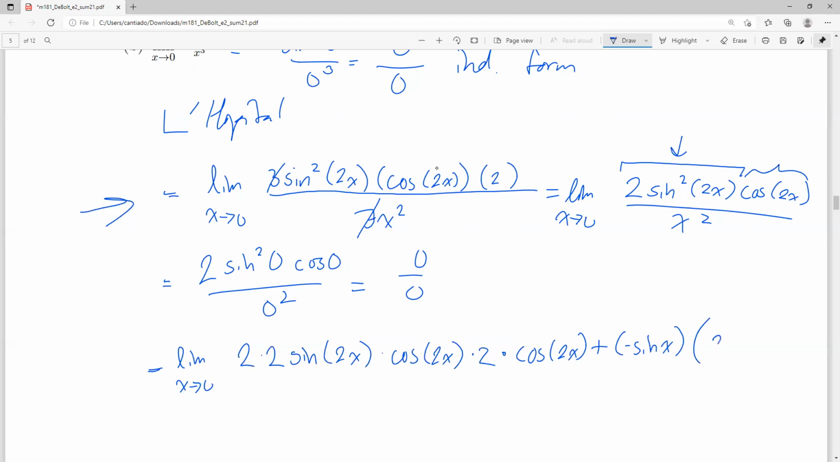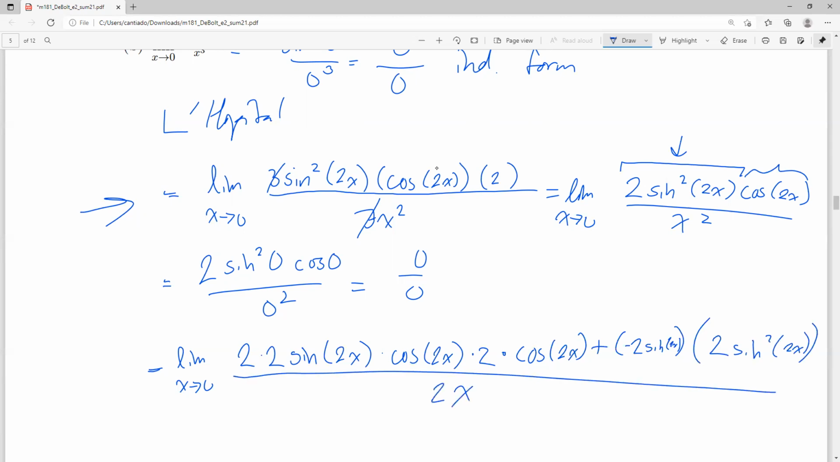So that'll be the derivative of cosine of 2x. It is not minus sine x, sorry. It's chain rule, so the derivative of cosine is minus sine 2x times the derivative of the inside, which is 2. So it'll be minus 2 sine of 2x times 2 sine squared of 2x, right? And this is all over 2x.